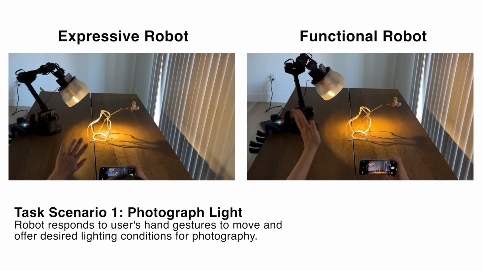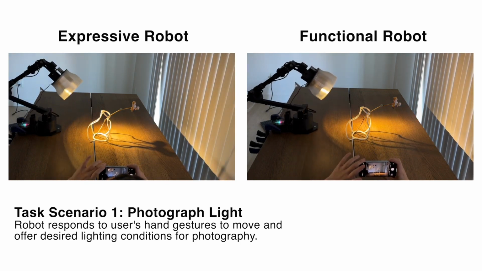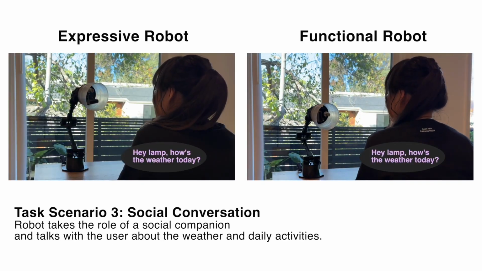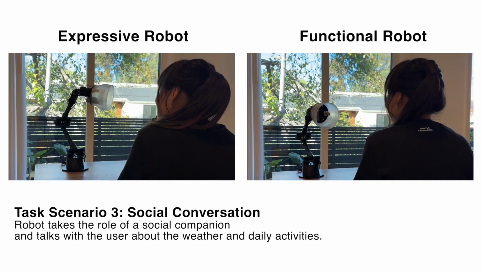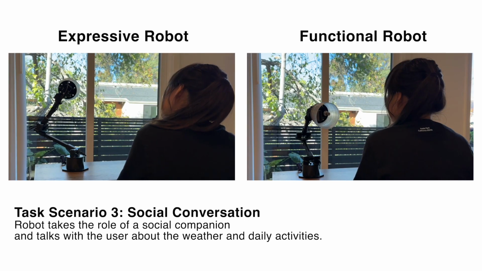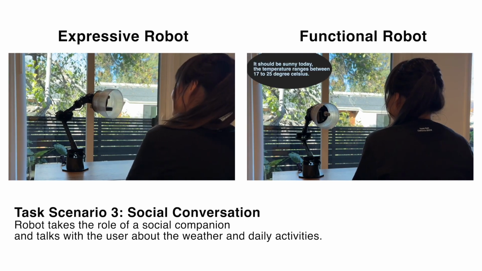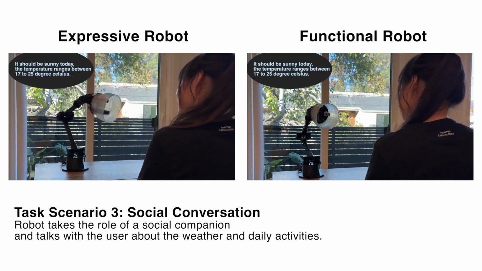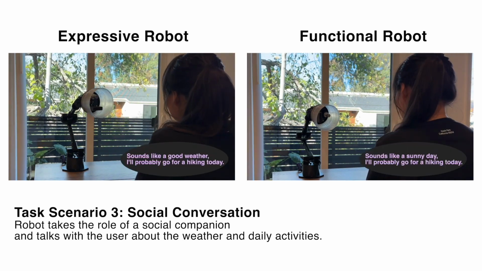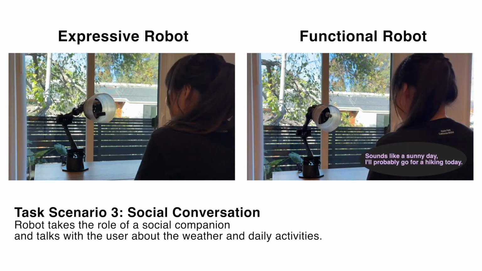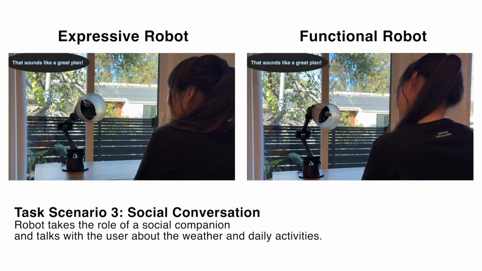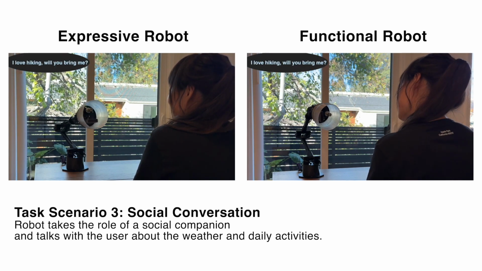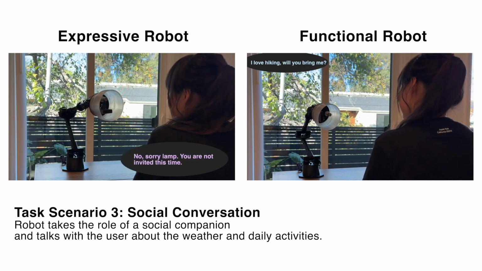Also, it has both a functional and an expressive form factor depending on the task. For example, if you were to ask it how's the weather today, like they did in this demo, the expressive robot will literally look outside the window before replying to you, whereas the functional robot just gives you the answer straight up. And when she mentions that she is probably gonna go hiking today, the expressive robot asks to come along and is visibly upset when she doesn't invite him, whereas the functional robot just doesn't care.